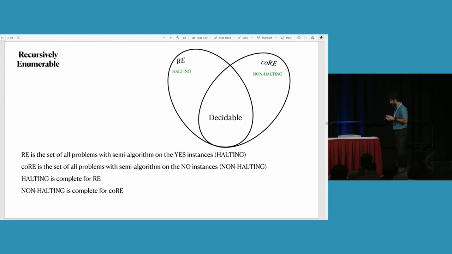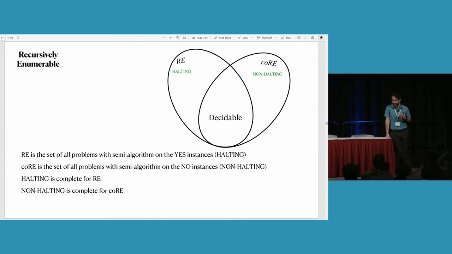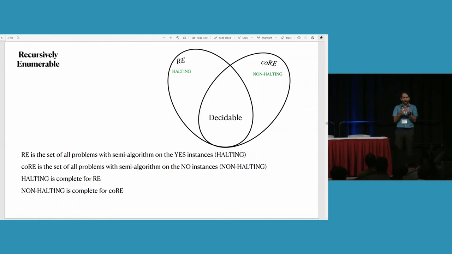All right, let's define two complexity classes. The first one is called RE, which stands for recursively enumerable. It doesn't matter that it has such a weird name. It is defined as the set of all problems with semi-algorithms that halt on yes instances. The halting problem is a complete problem for this class, meaning that halting is in RE and every other problem in RE reduces to it.